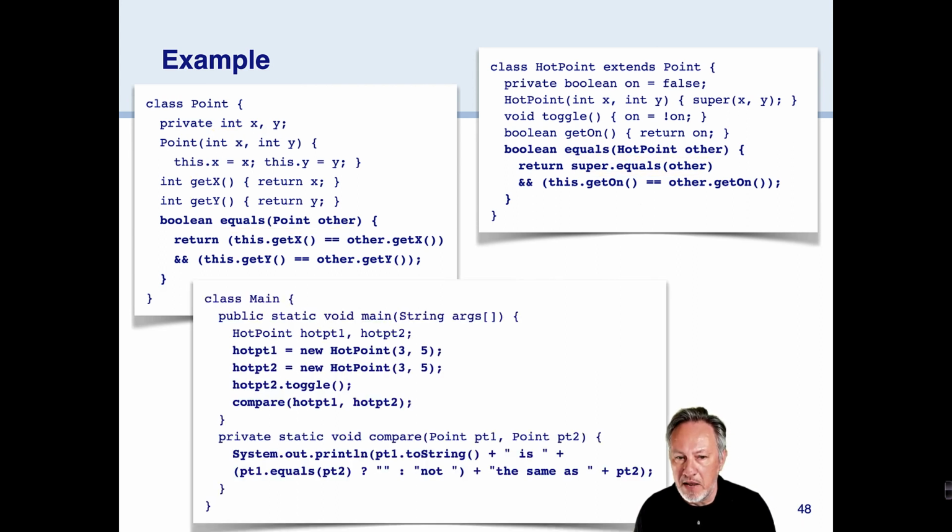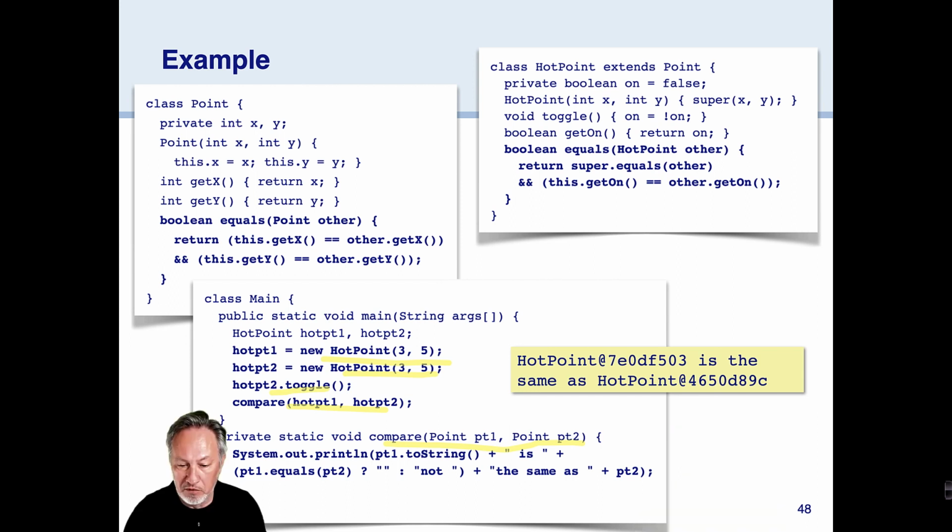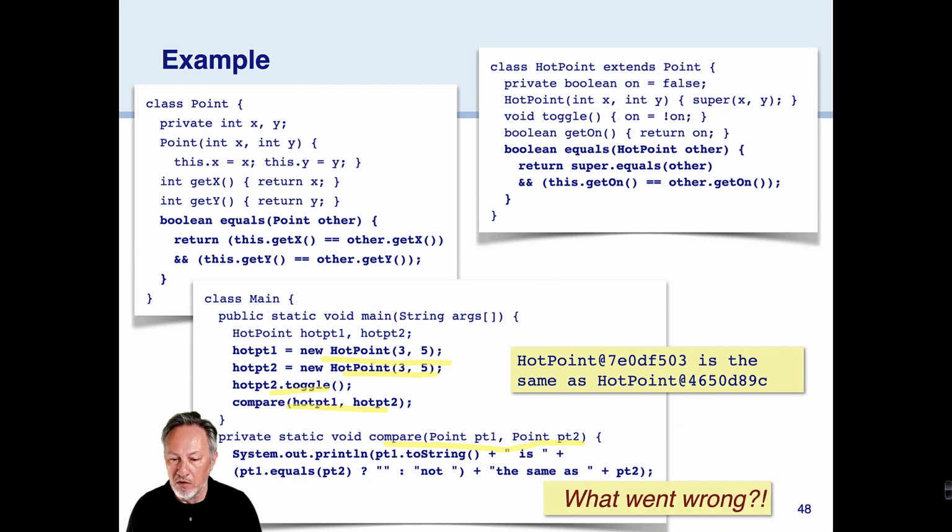Now we have a main, and the main does the following. We create two hot points, they're equal, and we toggle one of them, and now we're going to compare. So now our comparison is going to take these two points, compare them, and say whether they're equal or not. Maybe you already see what the problem is. And it says hot point 1 is the same as hot point 2. So clearly something went wrong.